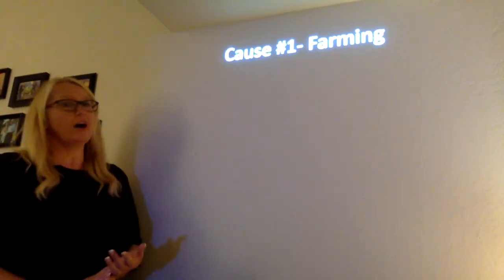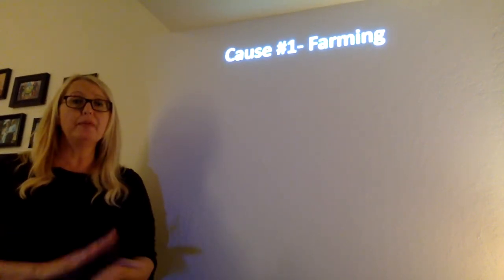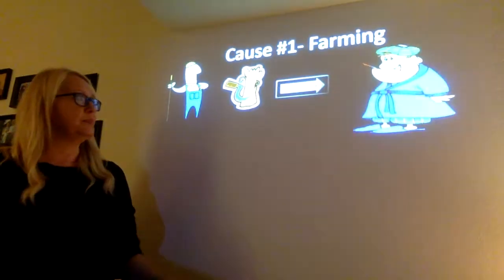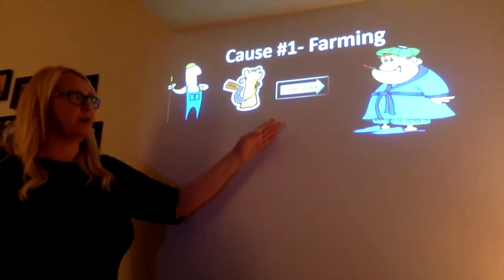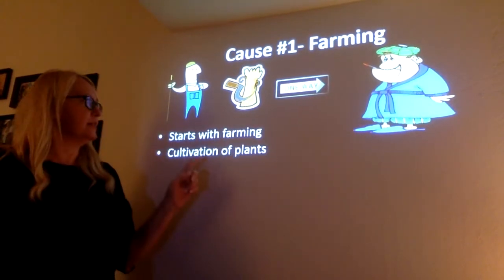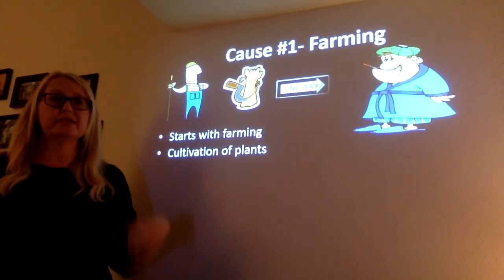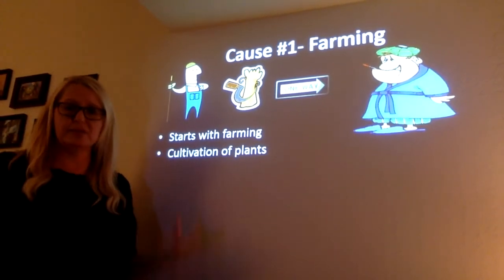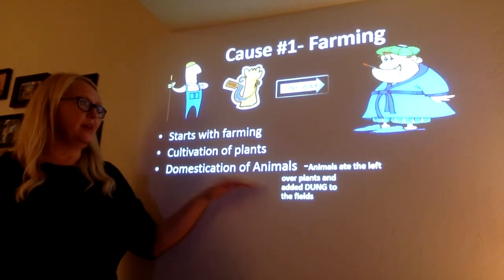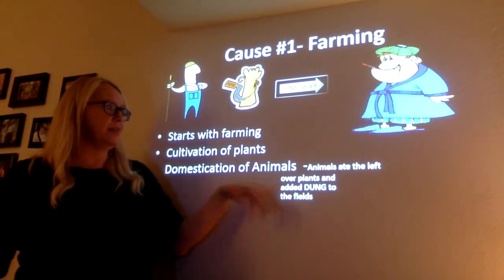All right, so the first cause that actually made this start to happen was farming. What happened with farming is that we're doing a few things. So here's your farmer, and once we started farming, it was a one-way ticket to getting sick, okay? The reason is that it's a cultivation of plants. So we start cultivating these plants, and we're slowly keeping these farms close by instead of just hunting and gathering. And then we start to domesticate animals. And animals basically were sent out into the fields and they would eat the leftover plants.